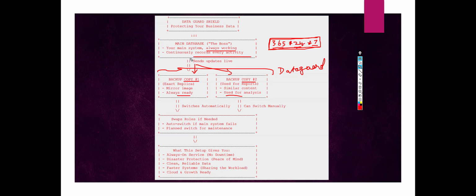So this production system sends the live update to the two systems. Okay, so this is a mirror image and always ready, and this is used for reporting. So we can use it for any purpose. We can either use it for a replica or for reporting purposes. So that depends on the type of database. We have a lot of different types of Dataguard, so that I will explain later. And then we can also switch over.